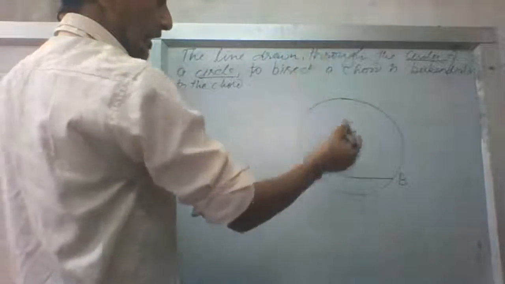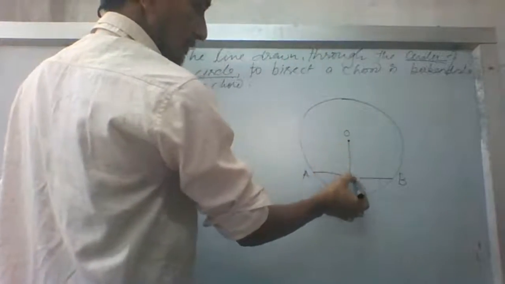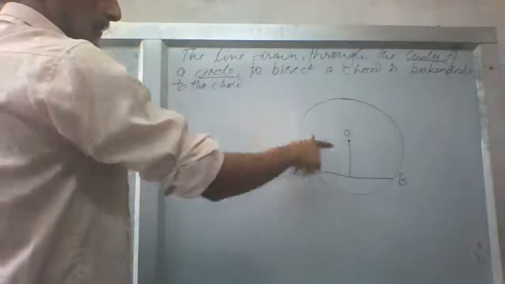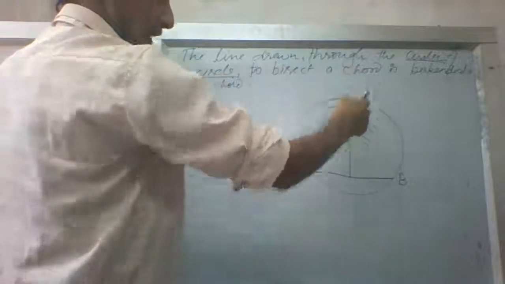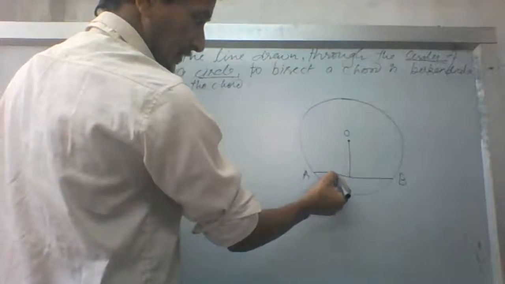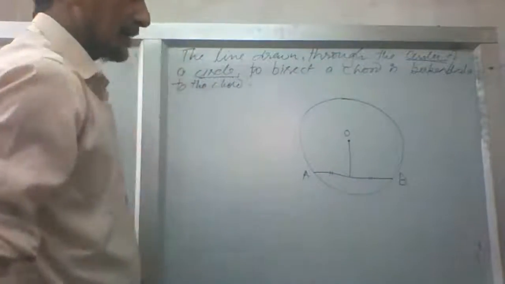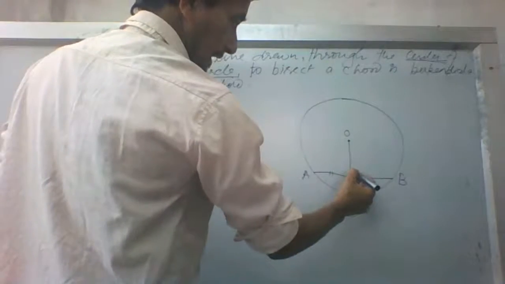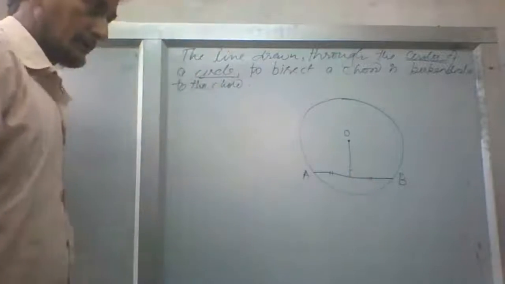A line is drawn through the center of the circle to bisect the chord. Bisect means this side is equal to this side. A line that bisects a chord is perpendicular to the chord. We have to prove that this is perpendicular.